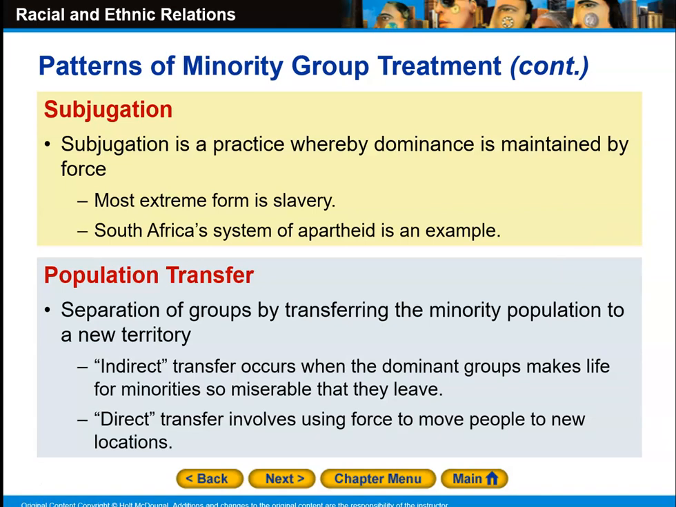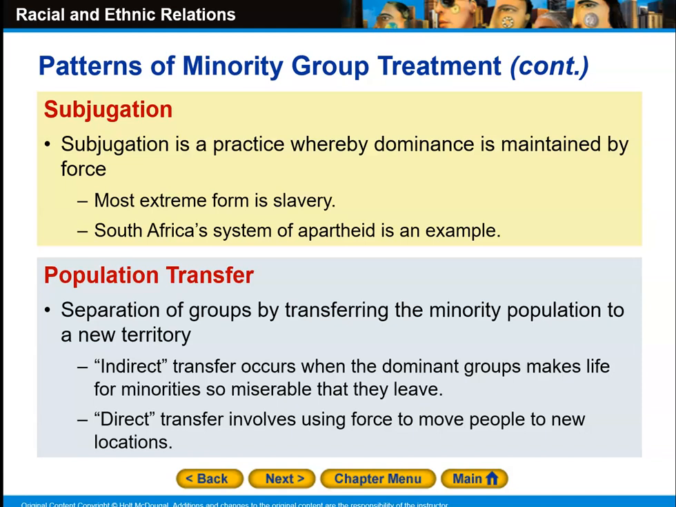Population transfer is a separation of groups by transferring the minority population to a new territory. Indirect transfer occurs when the dominant group makes the life of minorities so miserable that they leave. Direct transfer involves using force to move people to new locations.